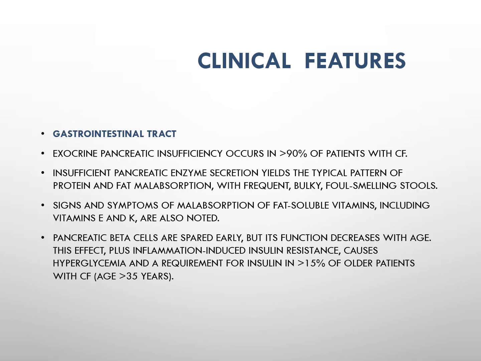Exocrine pancreatic insufficiency occurs in more than 90% of patients with CF. Insufficient pancreatic enzyme secretion yields the typical pattern of protein and fat malabsorption with frequent, bulky, foul-smelling stools. Signs and symptoms of malabsorption of fat-soluble vitamins, including vitamins A and K, are also noted. Pancreatic beta cells are spared early, but their function decreases with age.